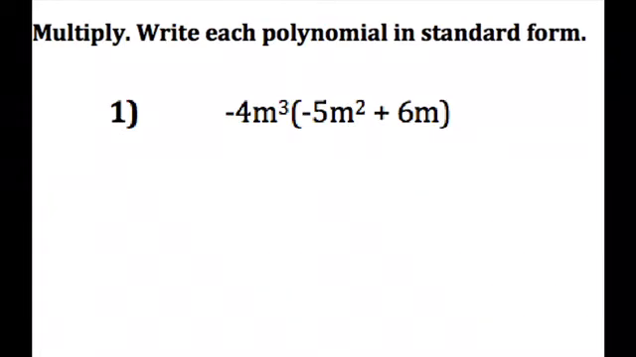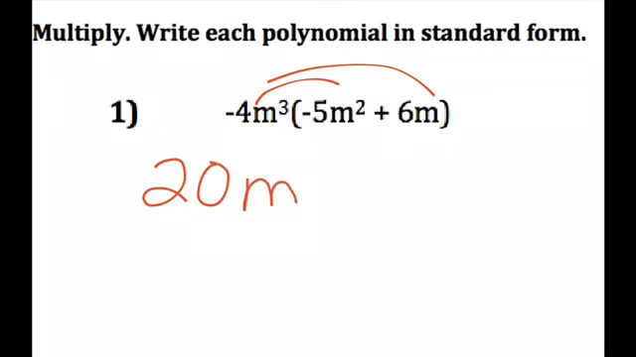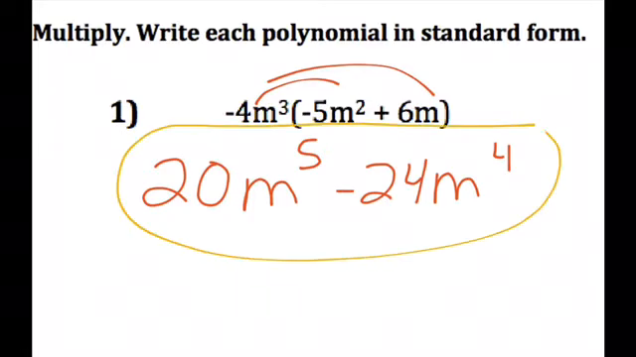To multiply this polynomial, I need to distribute the negative 4m cubed through. So I have a negative 4 times a negative 5, which is 20. M to the third times m squared is m to the fifth. Negative 4 times 6 is negative 24. Then m to the third times m is m to the fourth. This is our answer right there for number 1.